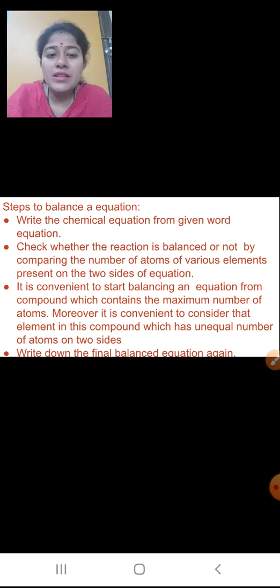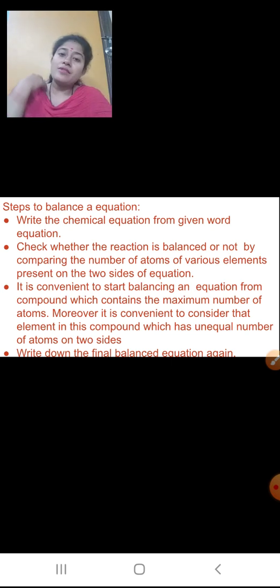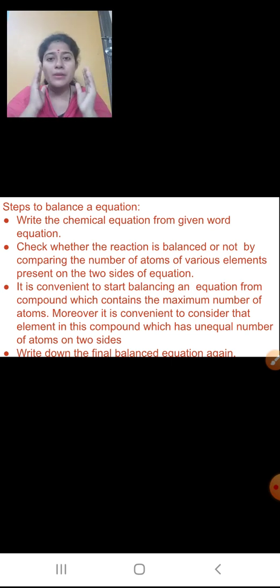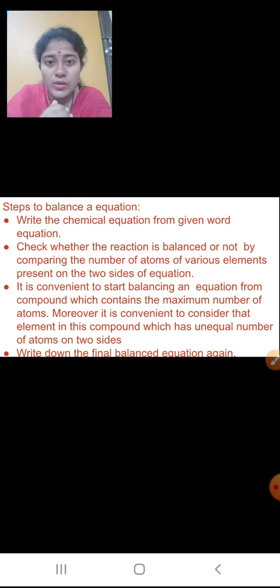Moreover, it is convenient to consider that element in this compound which has an unequal number of atoms on the two sides. Then we will write the final balanced equation again. We should always keep in mind, while looking at a chemical reaction equation, that the atoms on both sides have to be equal. Only then is it a balanced equation.